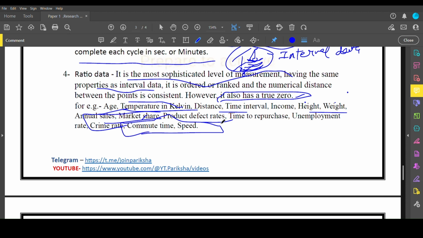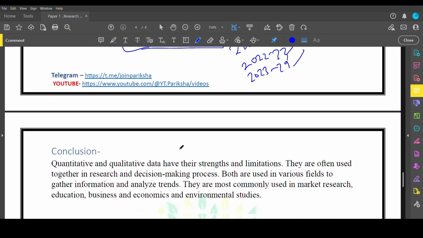These all can be an example of ratio data. We compare the employment 20 से फाइनेंशियल ईयर 2022 में कितना था, फिर 2022 से 23 में कितना था, 2023 से 24 में कितना रहेगा. We calculate that, and this is what we calculate through ratio. So this is ratio data.